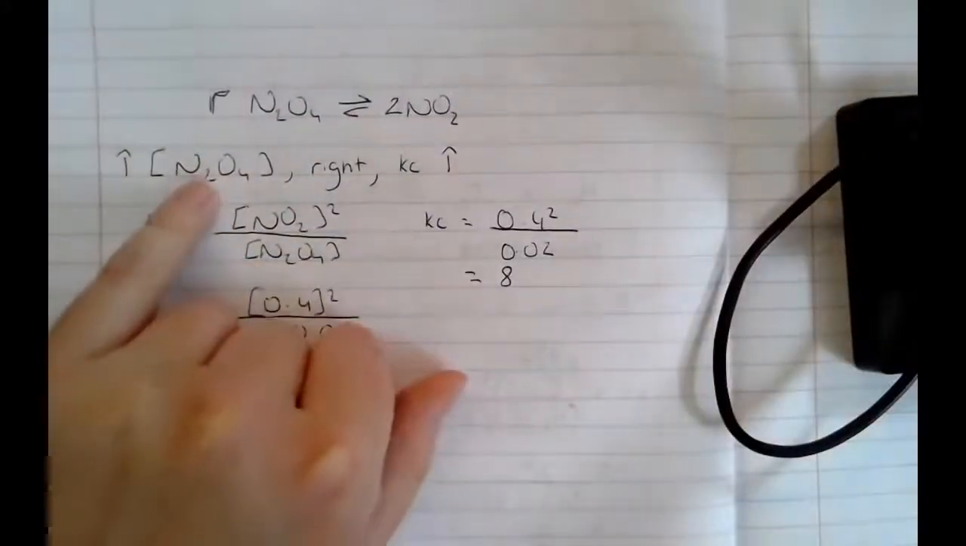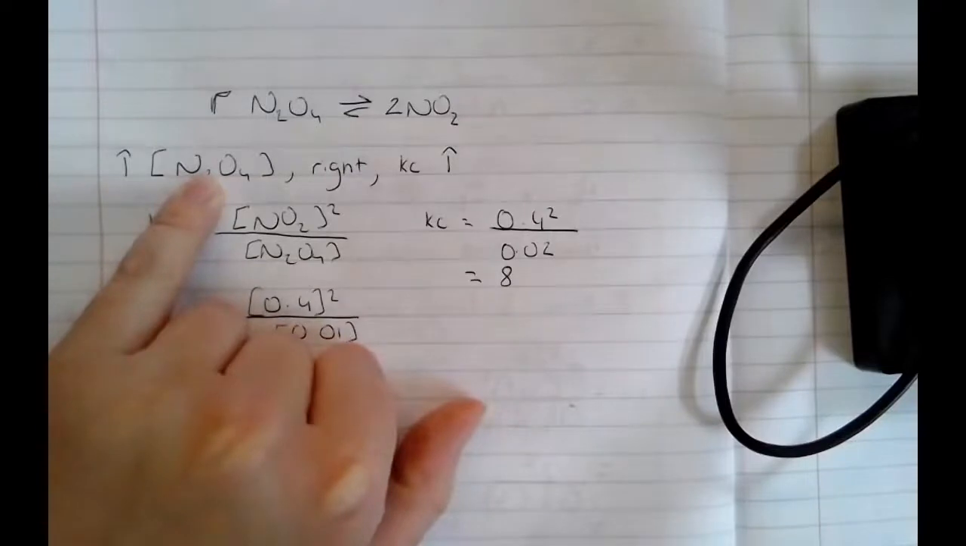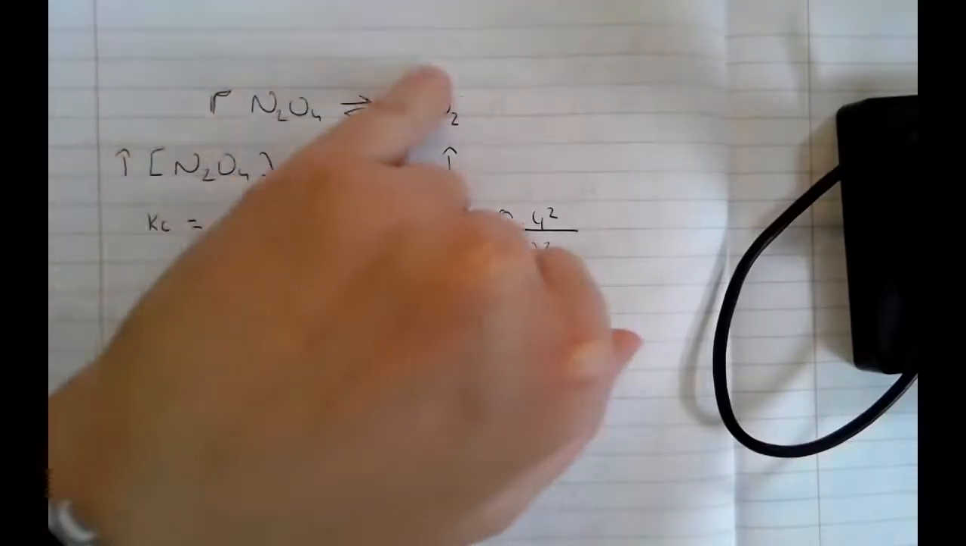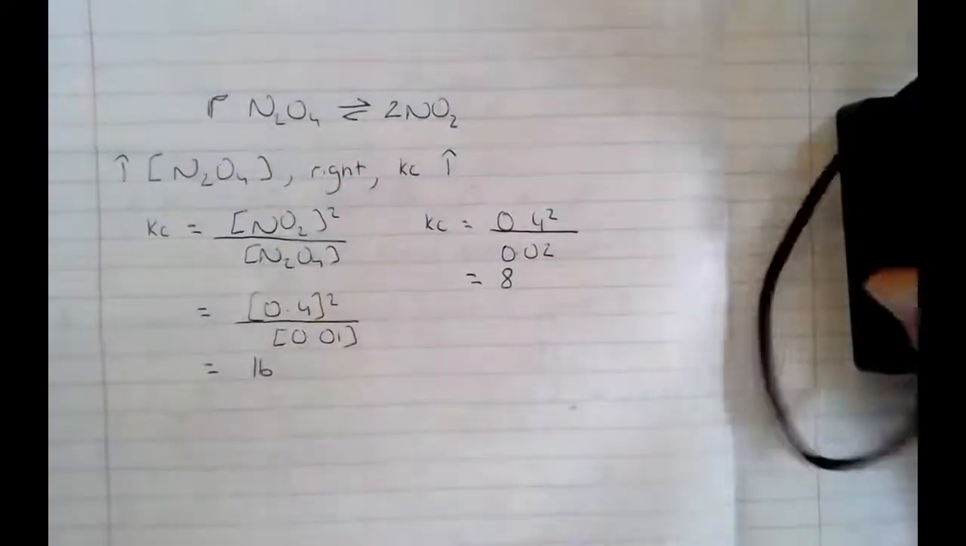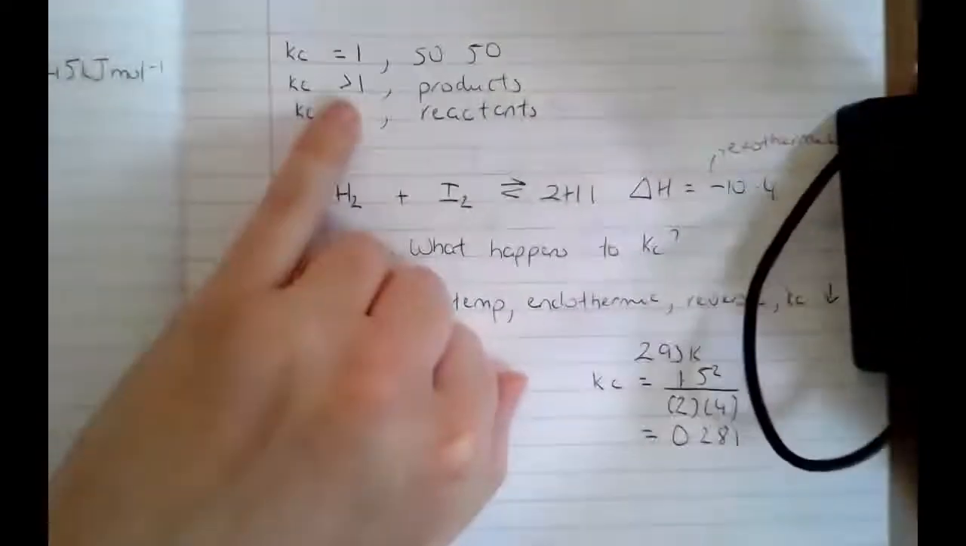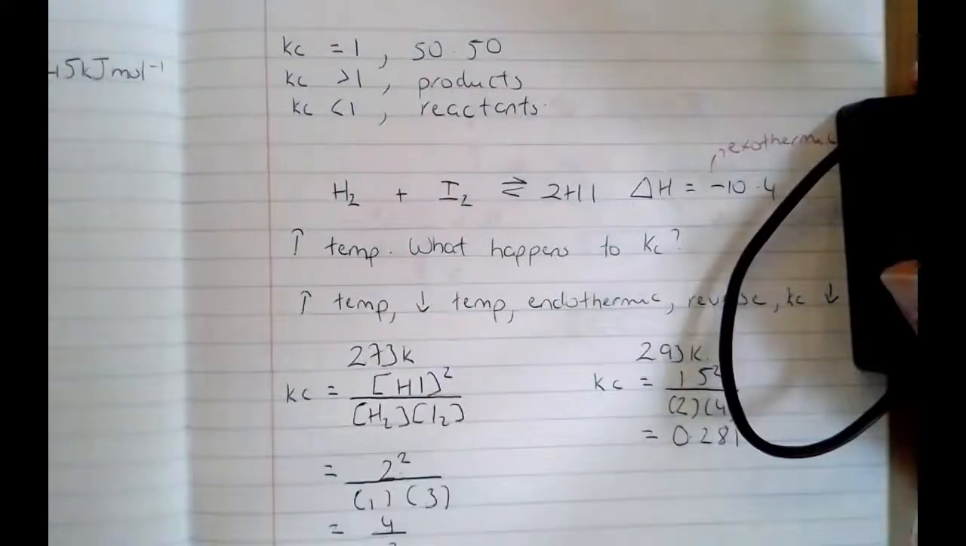We said that if we increase the concentration of N2O4, the reaction should move to the right, and if it's going towards the side of the products, Kc should get bigger. So we have that written here. Okay, when Kc is greater than 1, the bigger it gets, the more you've got on the product side.